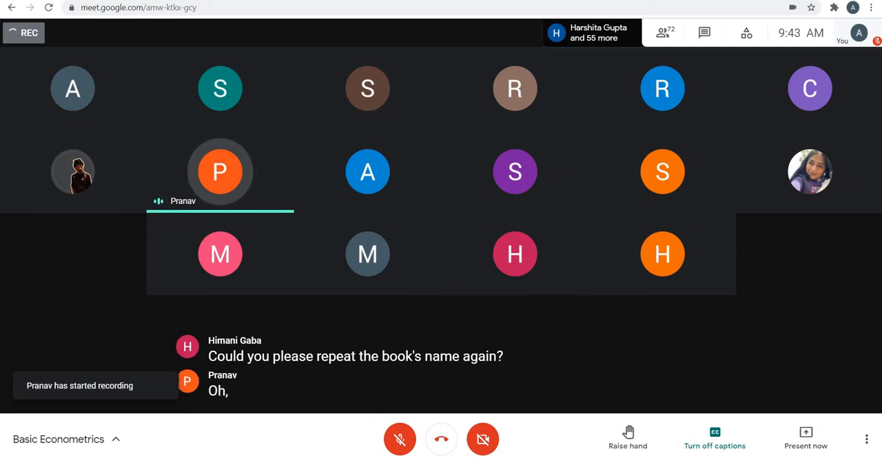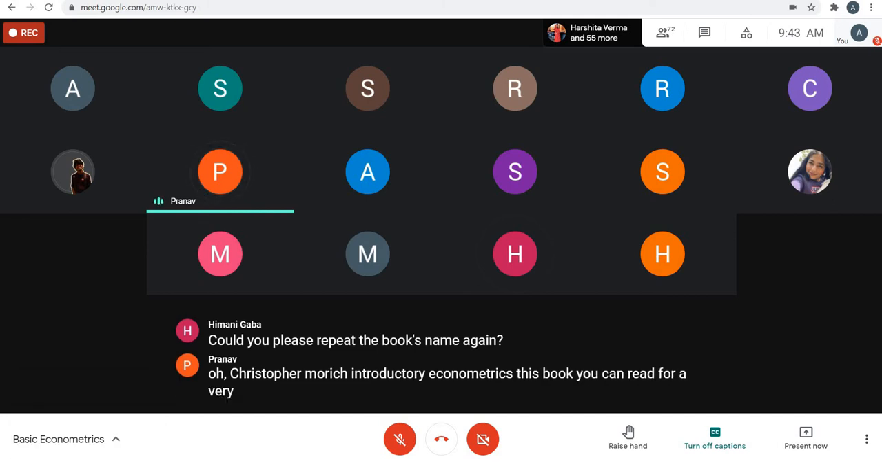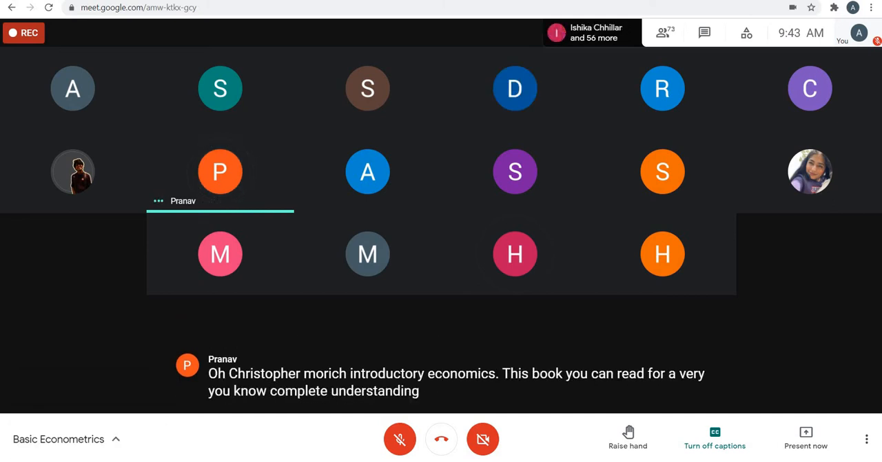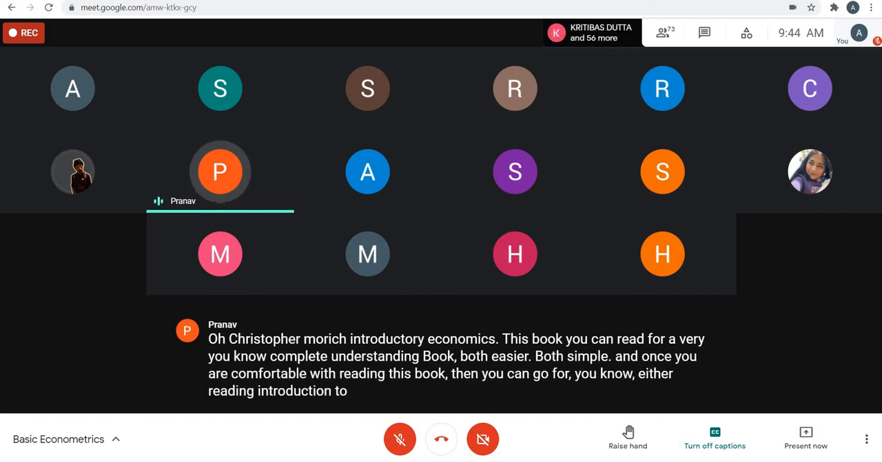Christopher Wooldridge, Introductory Econometrics. This book you can read for a very complete understanding. Book बहुत easy है, बहुत simple है पढ़ने में. And once you are comfortable with reading this book, then you can go for reading Introduction to Econometrics by G.S. Maddala.